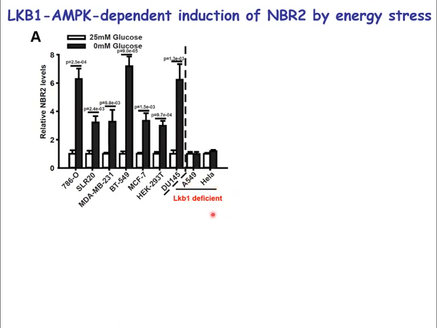If you don't know this, I should mention that both cell lines are LKB1-deficient cancer cell lines, meaning they don't express LKB1. So this caught our attention, suggesting that maybe the glucose starvation-induced NBR2 is LKB1 dependent, because if you don't have LKB1, the cells do not induce NBR2 under the glucose starvation condition.